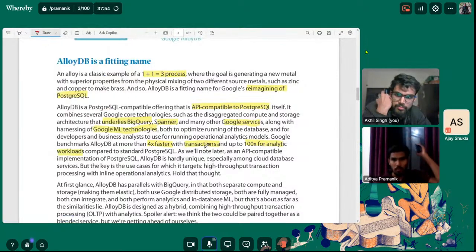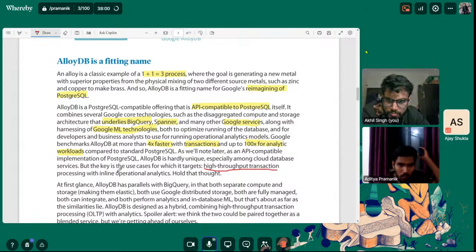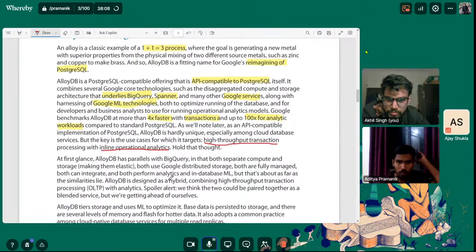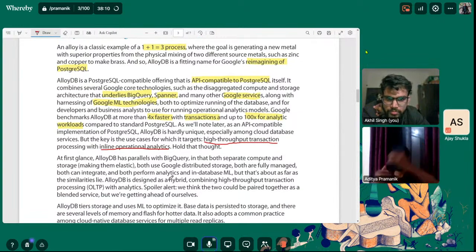Yeah. That are BigQuery, Spanner, and other Google services like Google ML technologies and all those things, which basically help AlloyDB to work 4 times faster for transactional, OLTP-type workloads, and also increase the analytics workload up to 100 times compared to the current ones. And as we all know, an API-compatible implementation of an API is hardly unique in cloud-based services, but AlloyDB's use case targets high throughput.